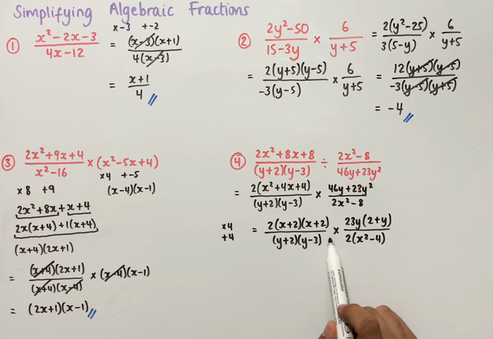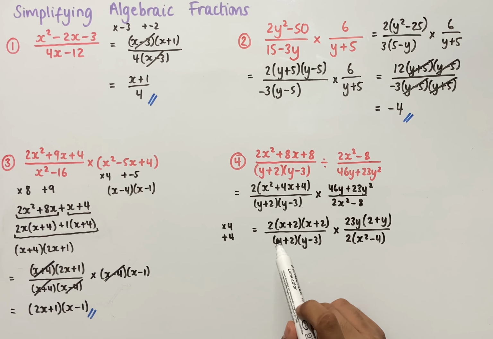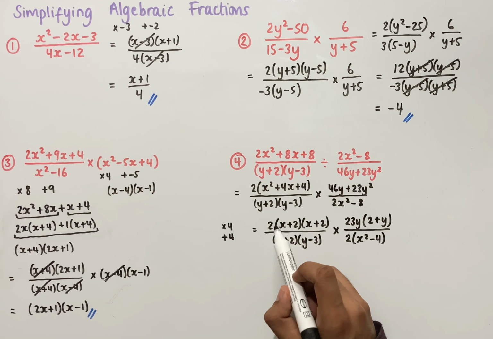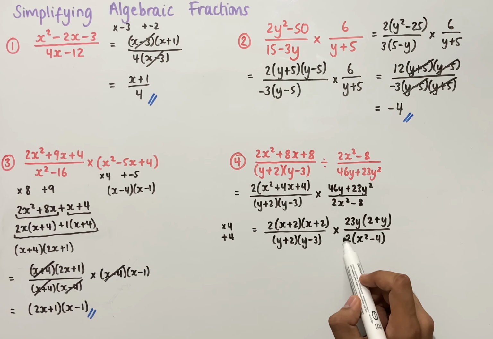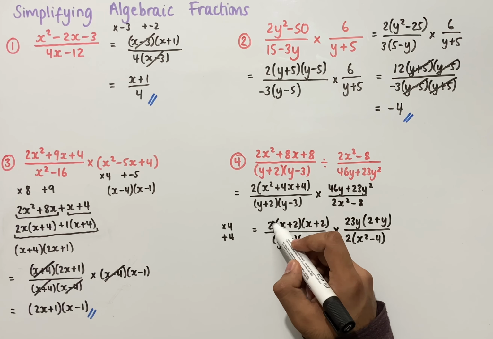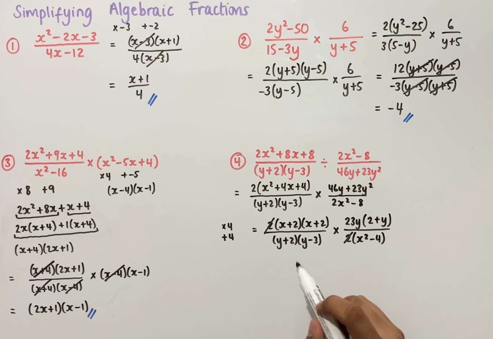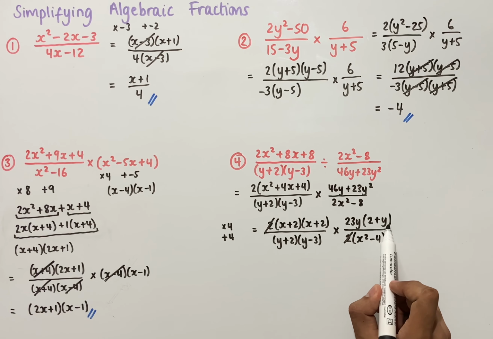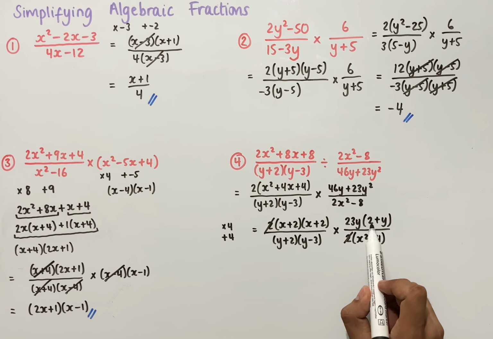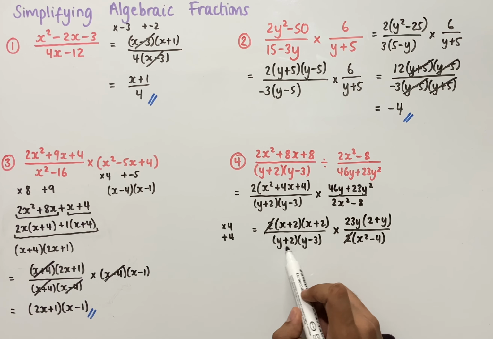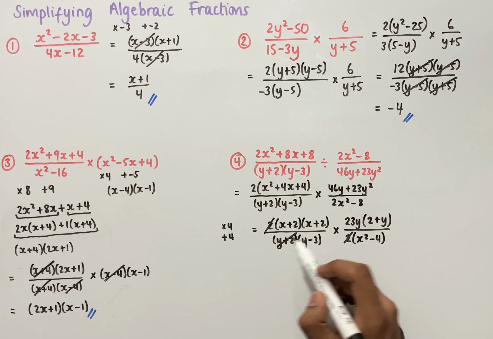Because we're multiplying the two fractions, effectively we can write this as one single fraction. And so dealing with this, we have a 2 in the numerator and a 2 in the denominator, which both cancel. We also have 2 plus y, which is the same as y plus 2, and that can cancel with the y plus 2 in the denominator here. And so these two cancel.